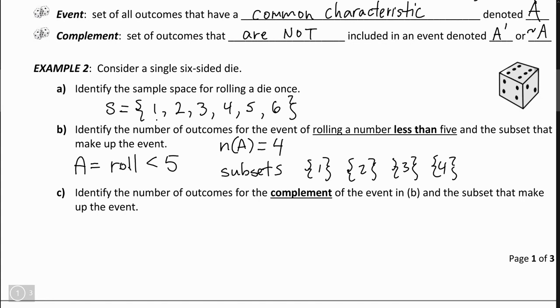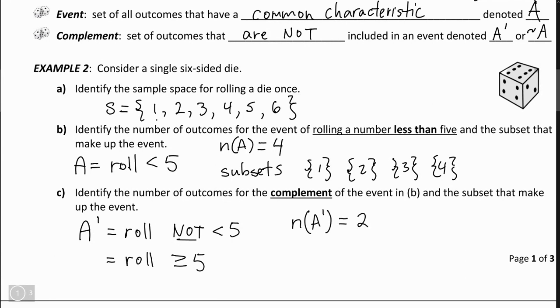Part C: identify the number of outcomes for the complement of the event and the subset that makes up the event. So A prime is rolling not less than 5. Logically, if it's not less than 5, it's going to be rolling a number greater than or equal to 5. So n, the number of outcomes for the complement, is just 2. You can either roll a 5 or you can roll a 6. I'm going to write the subset notation for that: I can either roll a 5 in curly brace brackets, or I can roll a 6.